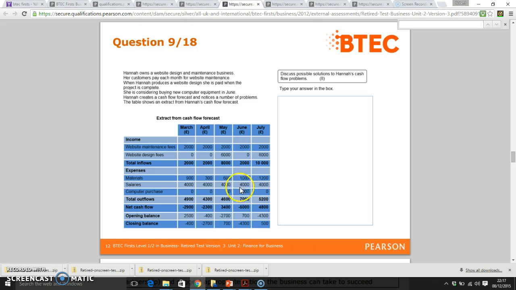And finally, she's bought this computer which stands out here for £2,000. So can we manage that outflow? Does she need to buy that computer? Can she buy it later on? Can she somehow reduce that cost? We've picked out really quickly there quite a few.